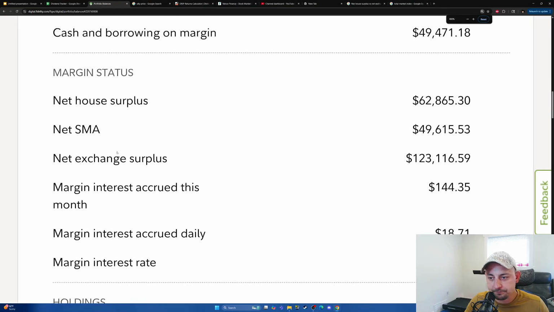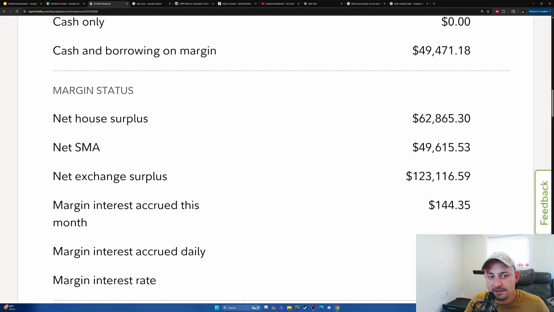Margin status. All right, so net house surplus. This is what I want to talk about. This is the surplus that I have. This is the buffer. It can be referred to as surplus or as buffer on my margin. Okay, so before I get any margin calls, before anything happens, I have to eat up through $62,000. So basically, I have to lose $62,000 before I get a margin call.